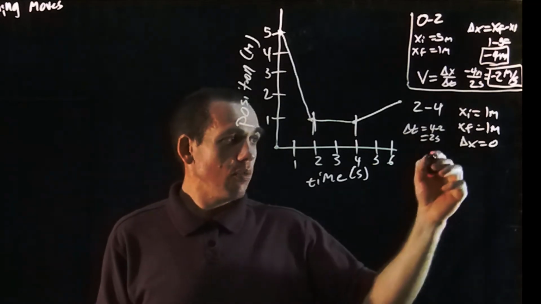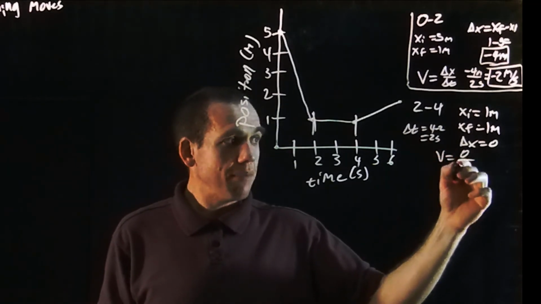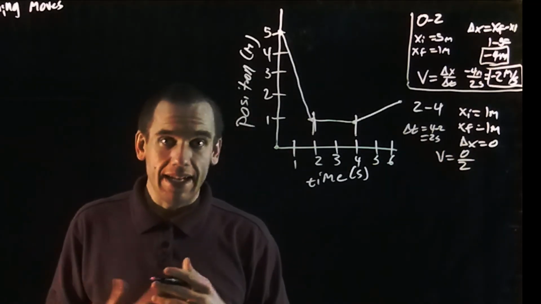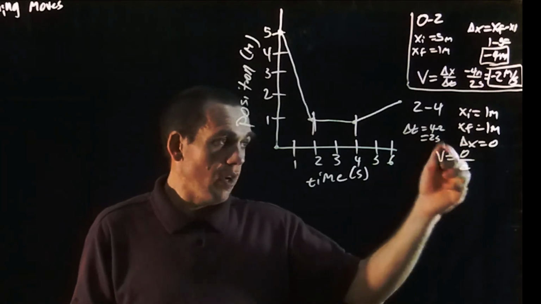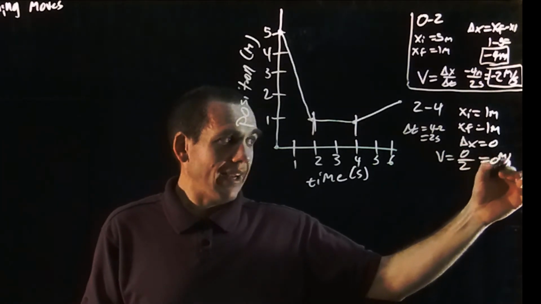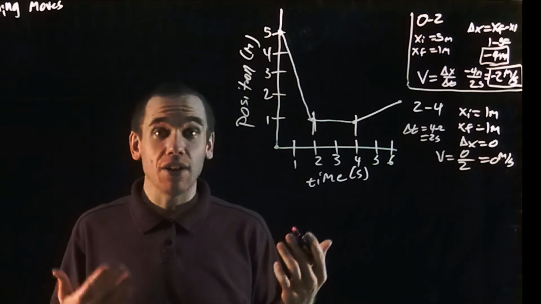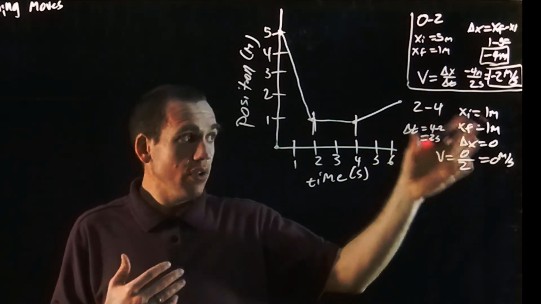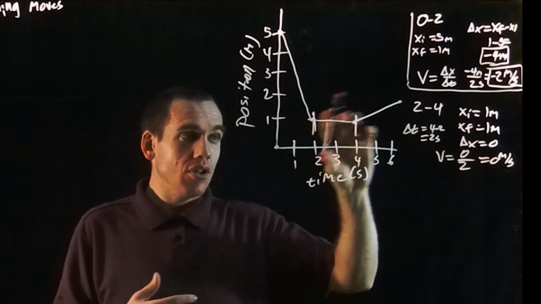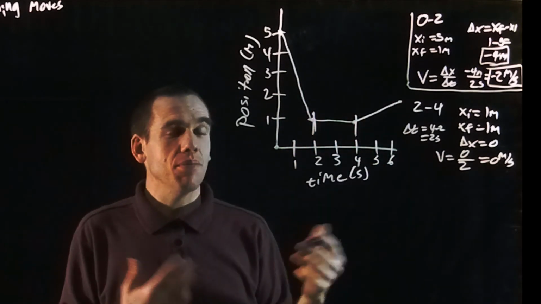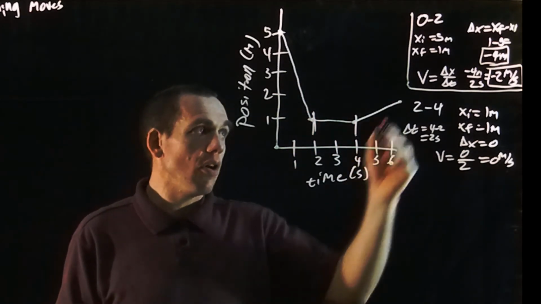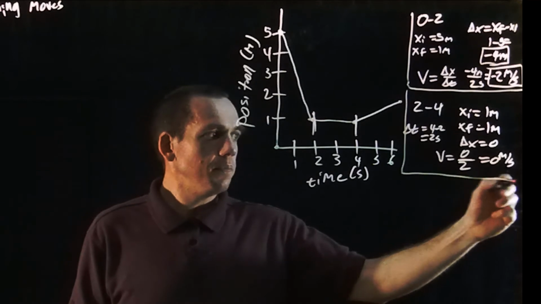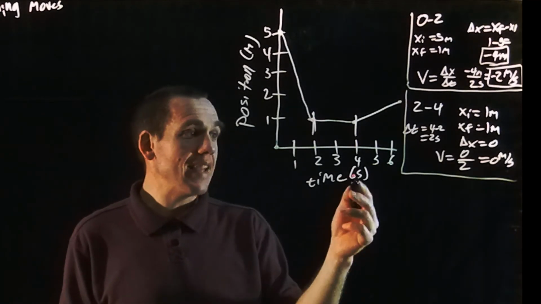Now what we're going to do when we get our velocity is 0 divided by 2. Well, 0 divided by anything is still 0, right? So this is 0 meters per second. It's not moving. So it's got no velocity. It's at rest. You wouldn't actually need to show me the math to show me that you know it's not moving, right? If the position isn't changing, the velocity is 0. So that's our second time interval. Now let's take a look at our last time interval.